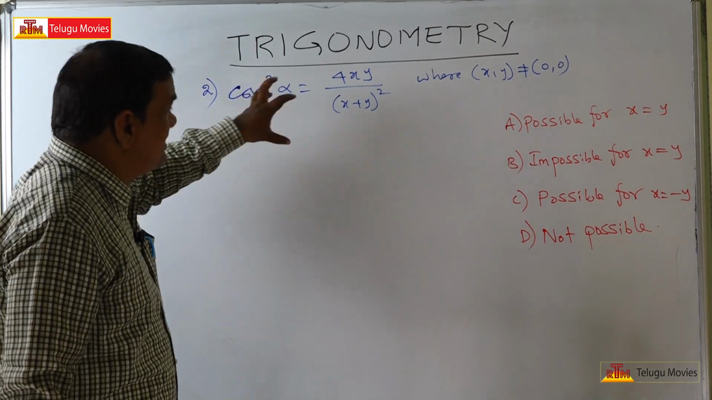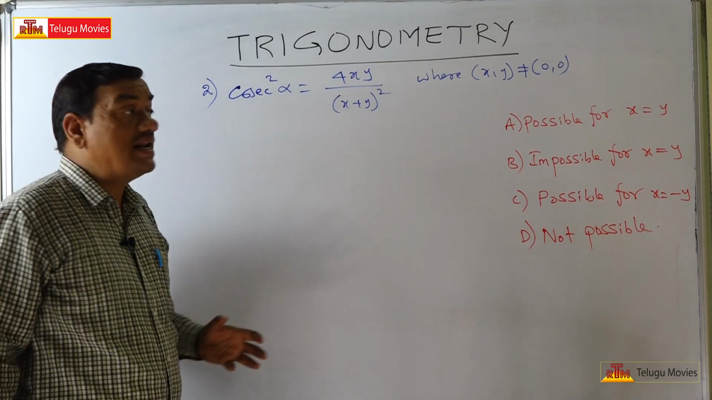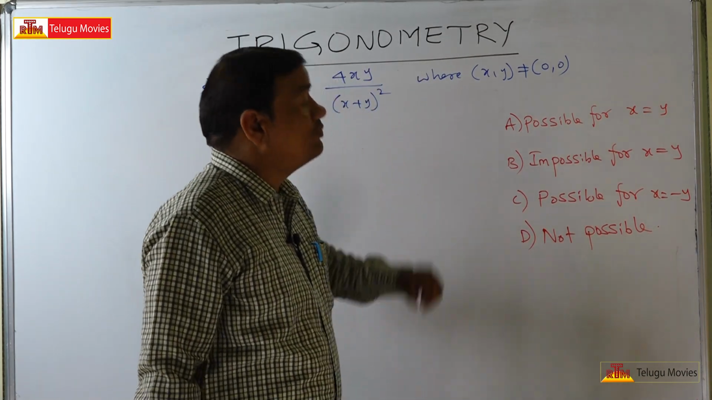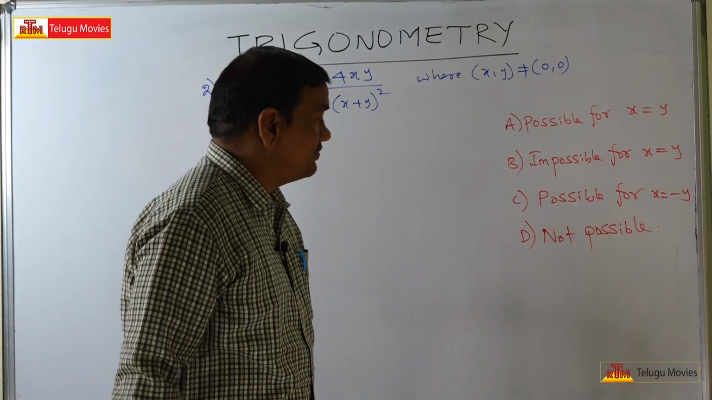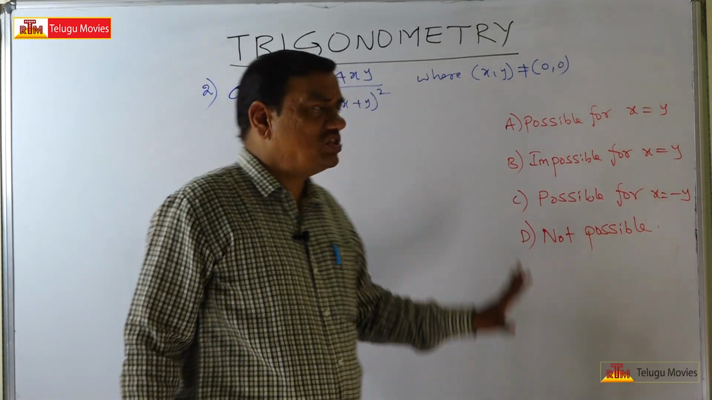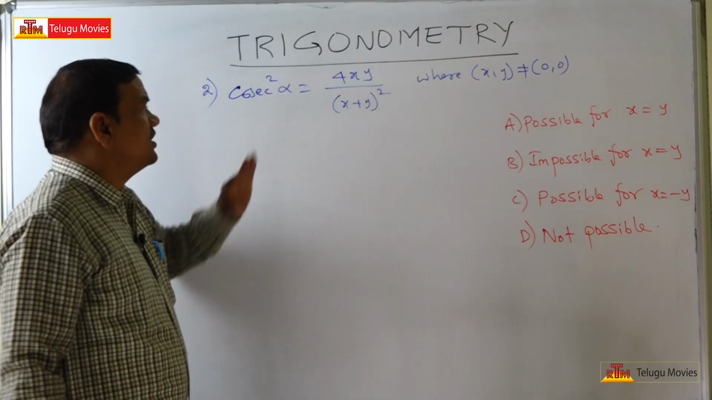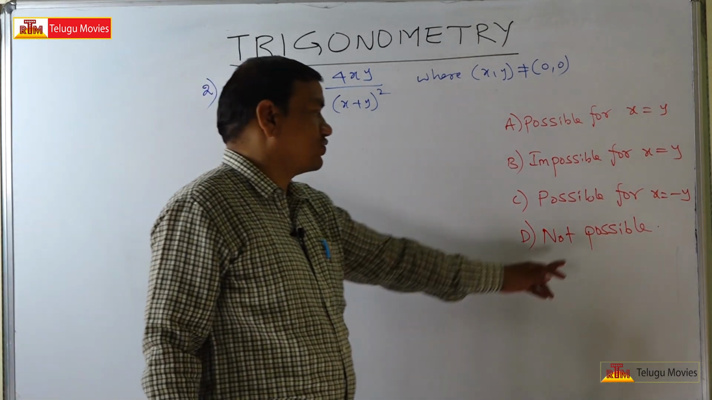Next, is this equation possible? This equation is valid, possible for x is equal to y? It is impossible for x is equal to y. Possible for x is equal to minus y? Not at all possible. That means for any value of x and y, cosecant square alpha cannot be equal to 4xy upon (x plus y) whole square. That is the meaning of that.